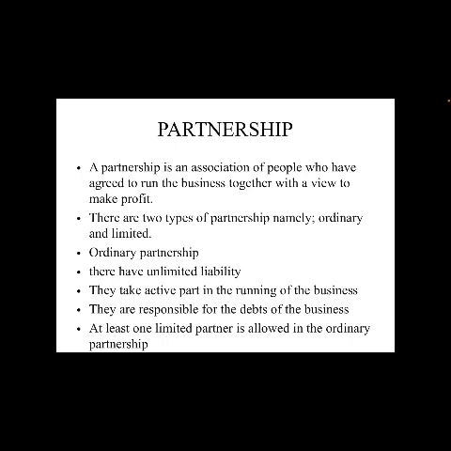So let us look at partnership. A partnership is an association of people who have agreed to run the business together with a view to make profit. There are two types of partnership, namely ordinary and limited. An ordinary partnership is a type of business structure where two or more individuals come together to run a business, and these people share profits, losses as well as responsibilities, right?